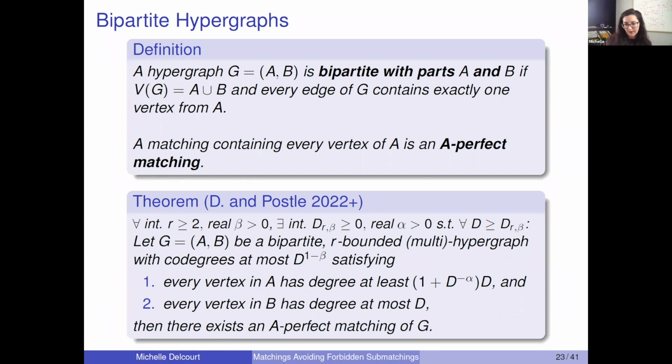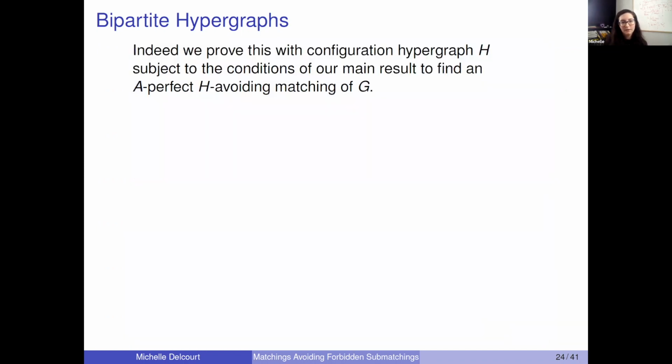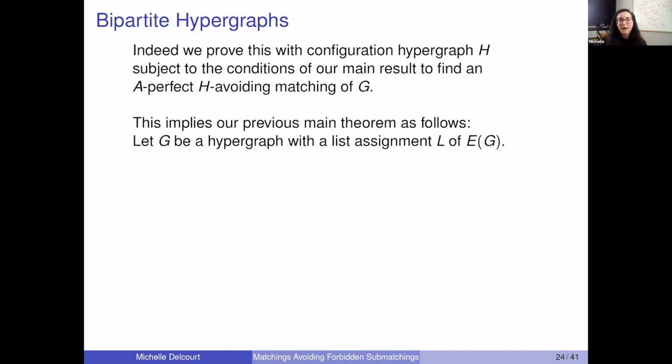And why does it do that? Well, we can encode a special hypergraph, the configuration hypergraph subject to the conditions of our main result, and we will find an A-perfect H-avoiding matching of G. So how are we going to do this? Well, the hypergraph we care about, we are going to have a hypergraph, and it has a list assignment on its edge set.